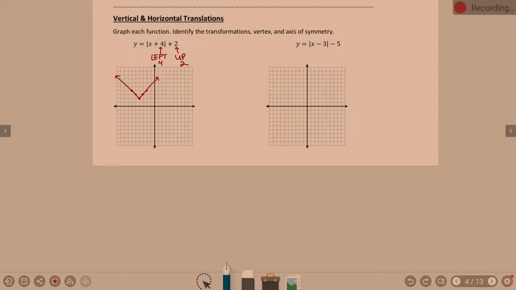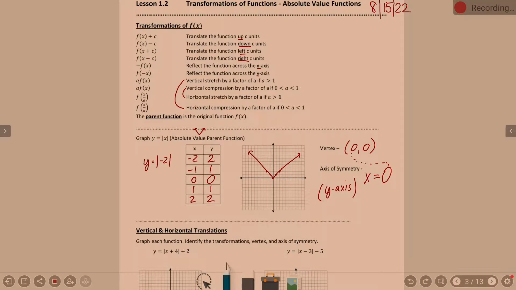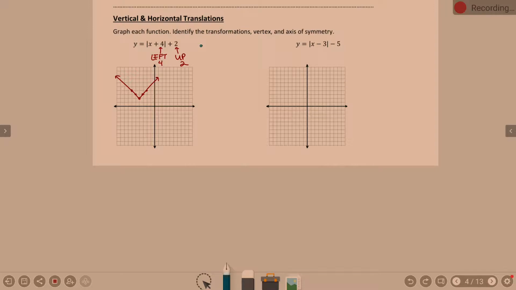Now, there's some information they wanted from us. First of all, identify the transformations. If I put these in official words, left 4 up 2, what officially did we do? We didn't just go left 4 up 2, we what? Translated. Okay? So I am going to say here that we translate left 4 and up 2 units.